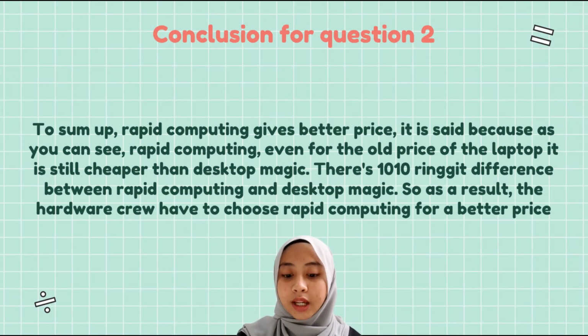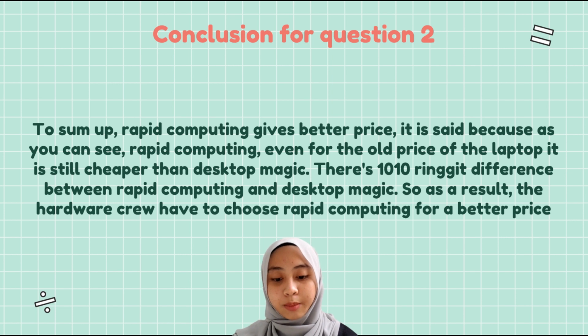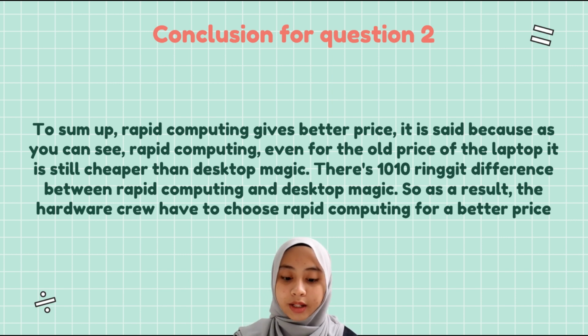Rapid Computing gives a better price. It is said because you can see, Rapid Computing, even for the old price of the laptop, it is still cheaper than Desktop Magic. There's a 1,010 difference between Rapid Computing and Desktop Magic. So as the result, the hardware crew has to choose Rapid Computing for a better price.